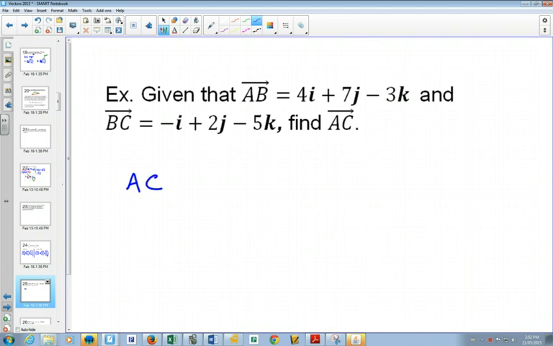So one of the things that we start to recognize is that if we're adding vectors together and those letters are the same, if you go from A to B, then B to C, that's the same as going from A to C.